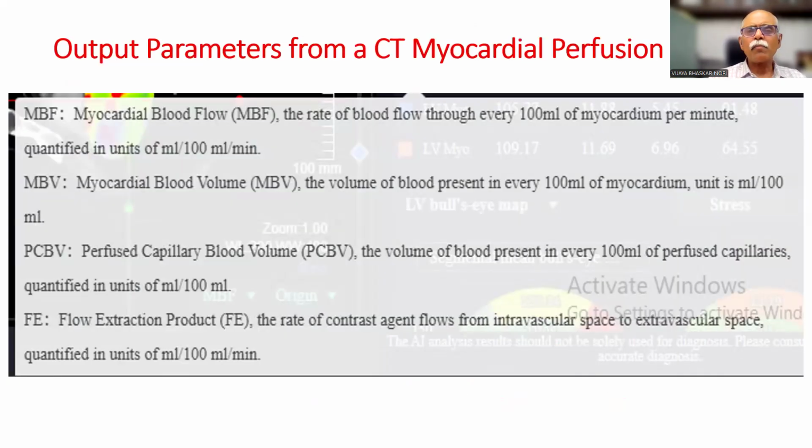Now, what are the output parameters of myocardial perfusion? Most important is myocardial blood flow. Then you get myocardial blood volume. Then you get perfused capillary blood volume. Then you get a flow extraction product.